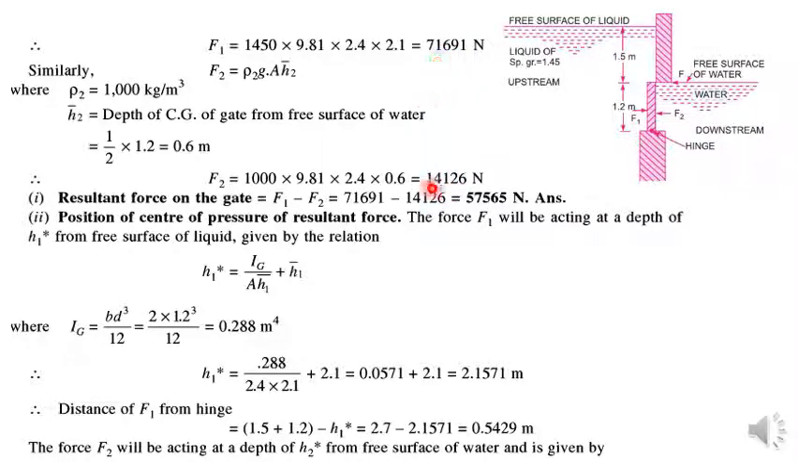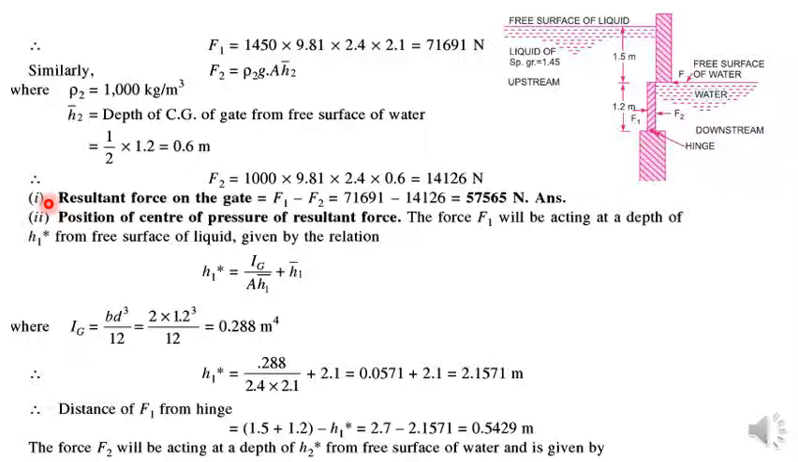So 71 and 14, you can see a lot of difference is there. Here the pressure is smaller and here the pressure is larger. So the upstream side is going to be exerting more pressure on the sluice gate than the downstream side pressure. So now we come towards the results.